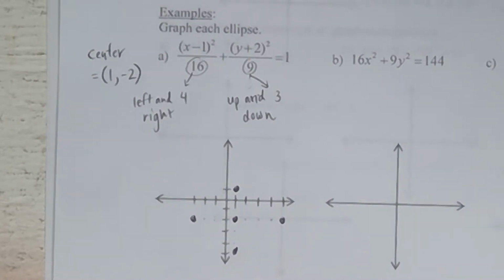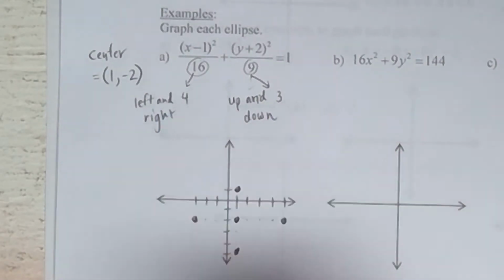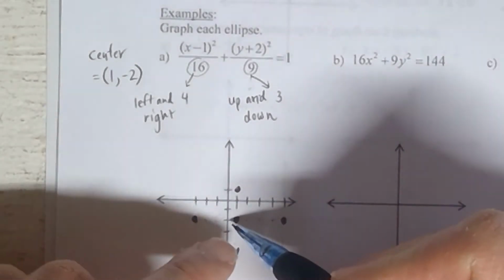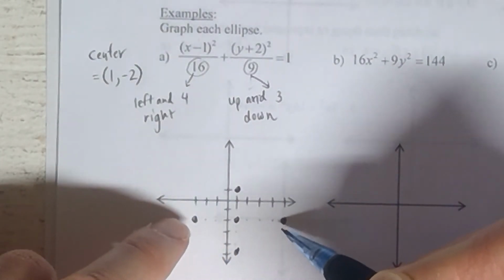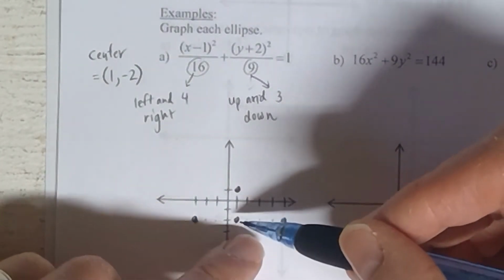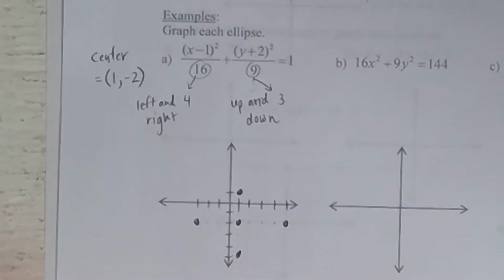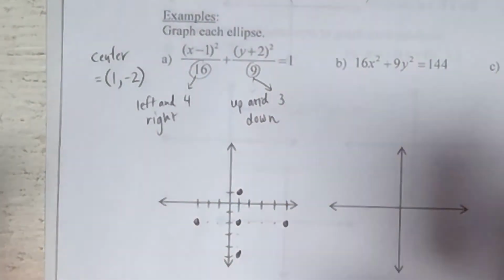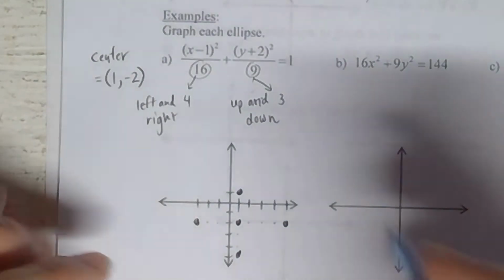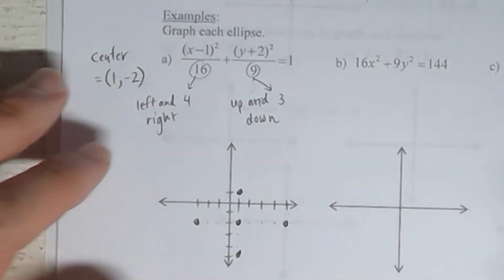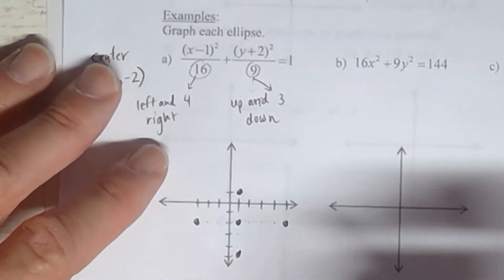Once you get those 4 points by going up and down and left and right, the rest of the graph is just simply doing the exact same thing that we did with circles. It's a nice round object. It looks almost like a circle, but it's a little bit longer going left and right because it's 4 instead of 3. Going up and down 3 is a little bit shorter. So it's as if you're stretching the ellipse out a little bit in the horizontal direction, side by side. But you draw it the same way.